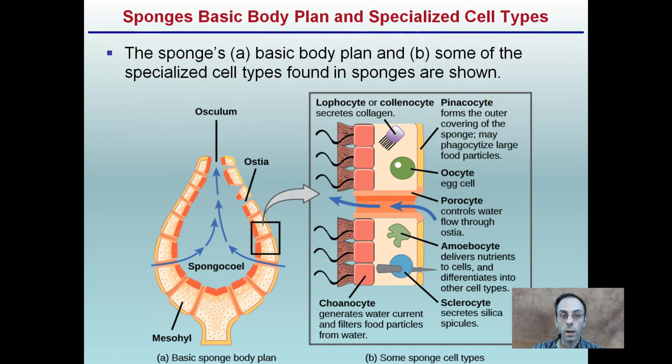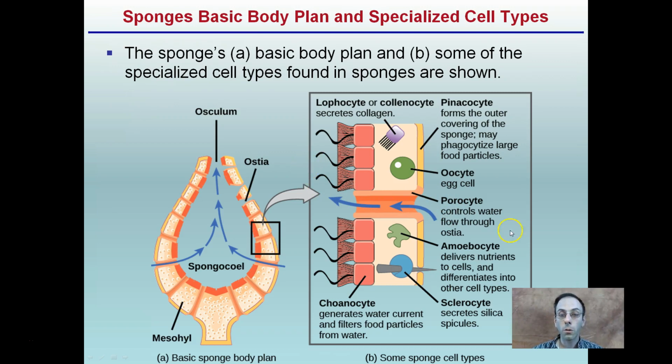The specialized cell type, see this is a more detailed version of zooming in here, where our water is being pulled in through the sides, and it's exiting out the top. And as it's being pulled in, these microvilli, all these little hairs, this high surface area, is increasing the odds that they come in contact with a food particle that might be in the water that's brought in.